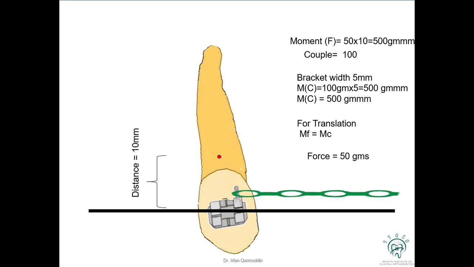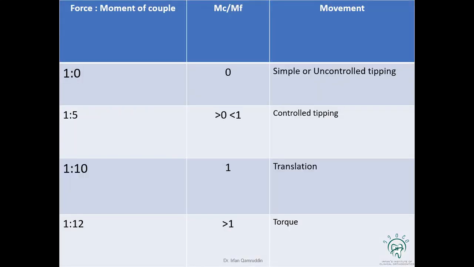Now you can easily understand why we recommend canine retraction on heavy wire, because thicker the wire is, more bodily movement you expect and there will be less tipping. In this example you can see that there was 50 grams of force applied and the couple was 500 gram millimeter. So the ratio between the force and the moment of couple is 1:10, which is a requirement for the bodily movement.